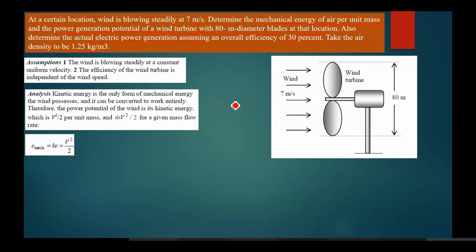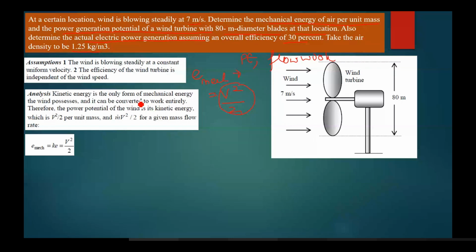So the E mechanical is essentially the change in kinetic energy. Clear enough? There is no mention of potential energy, no mention of flow work. So the only mechanical energy associated is the kinetic energy per unit mass. Clear enough? Is the point clear or not?